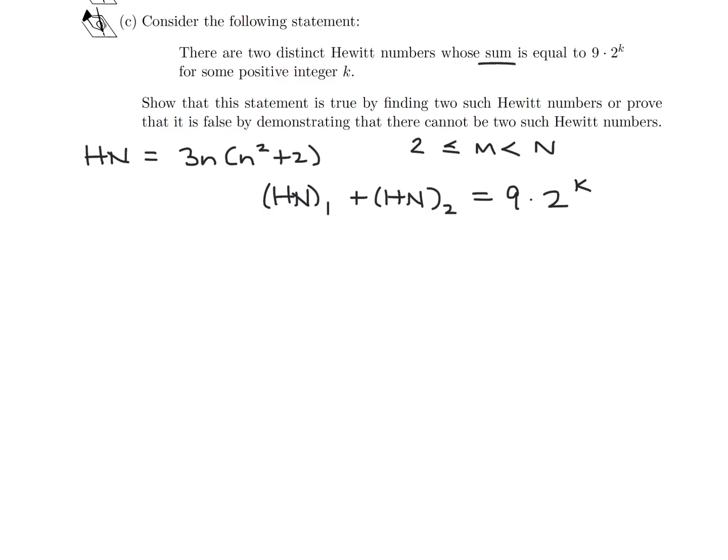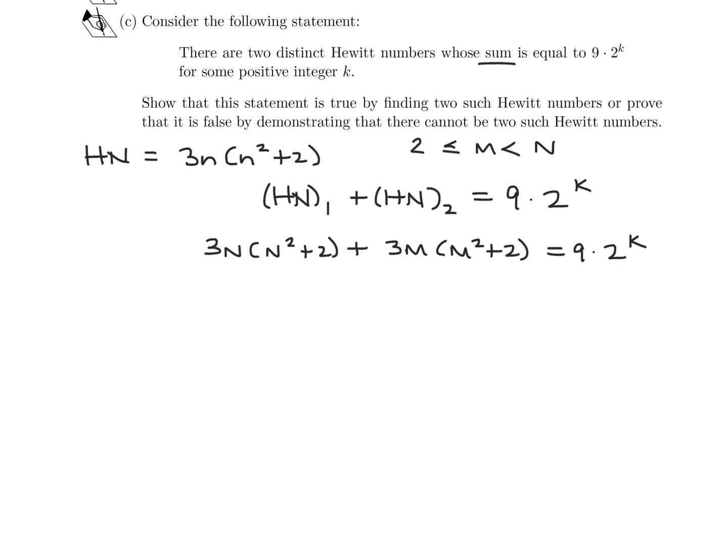So h(n1) I will figure out with n, it doesn't really matter, and the other one with m. So this will be 3n times (n squared plus 2), and this will be 3m times (m squared plus 2). And that's equal to 9 times 2 to the power of k. Correct? Okay, so here we go. We got a lot of algebra here.